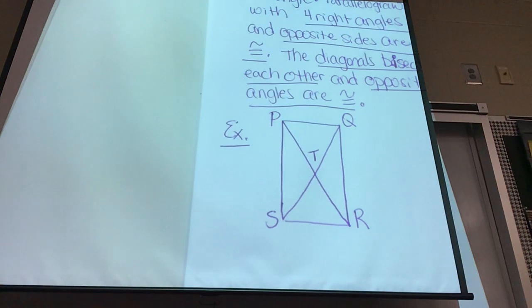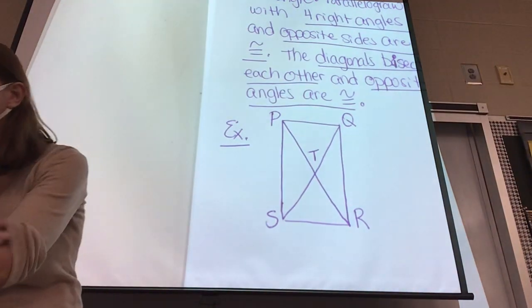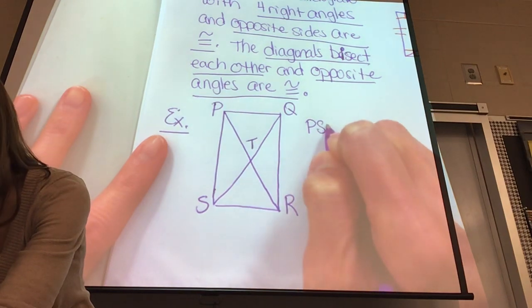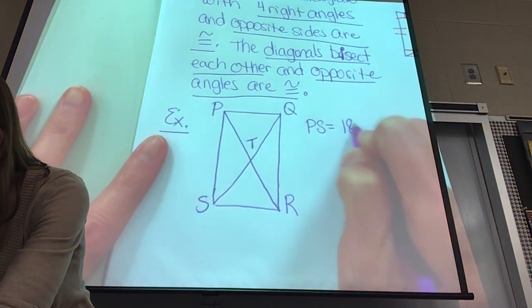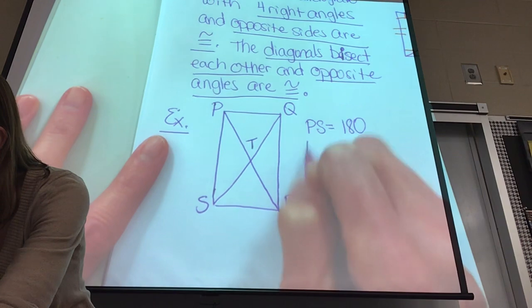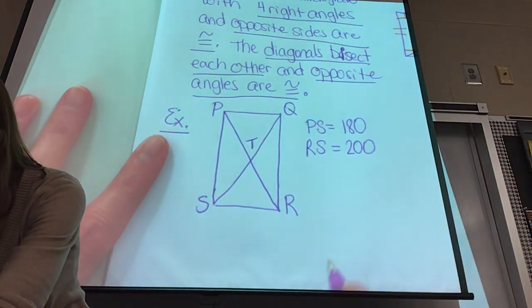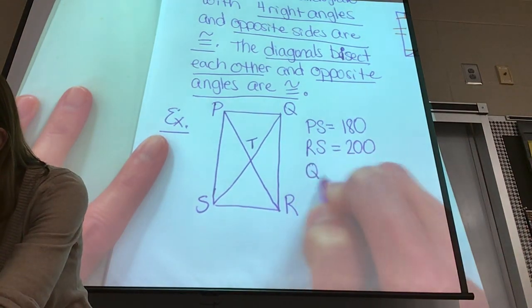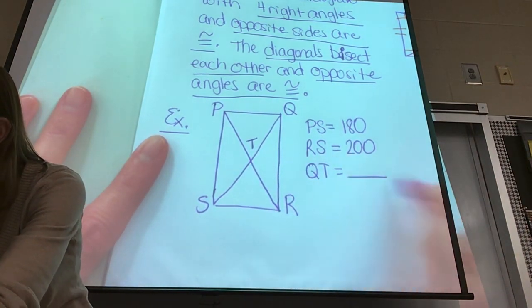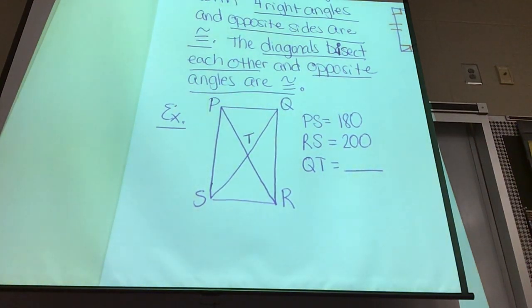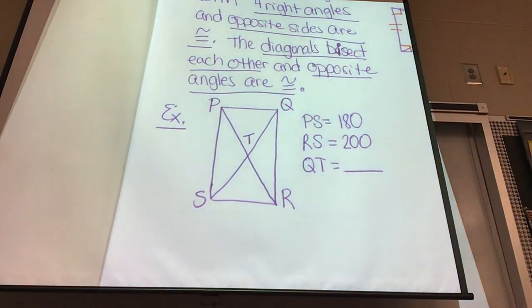Now, what they gave me, other than the picture, they gave me that PS equals 180. They gave me that RS equals 200. And my job is to find out what QT equals. This is what it looks like.